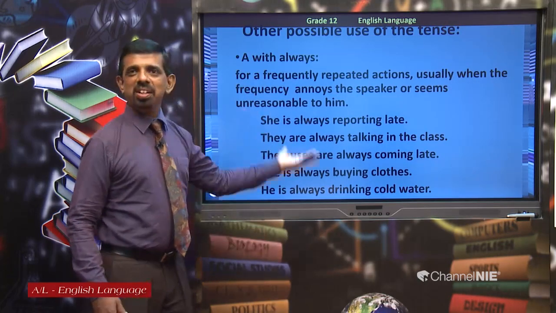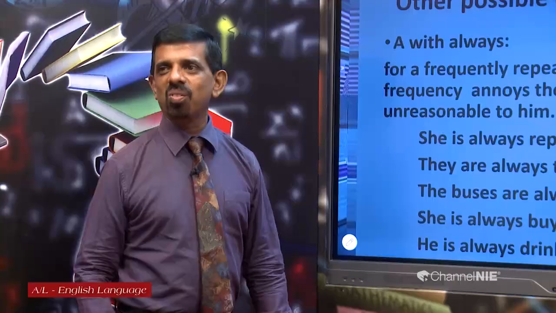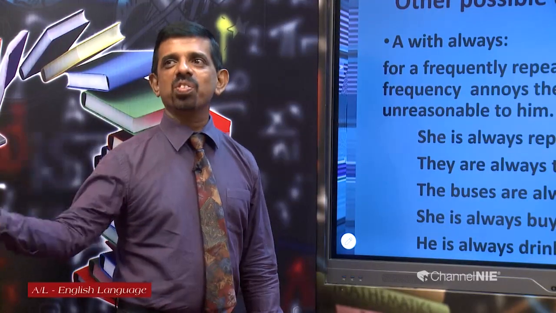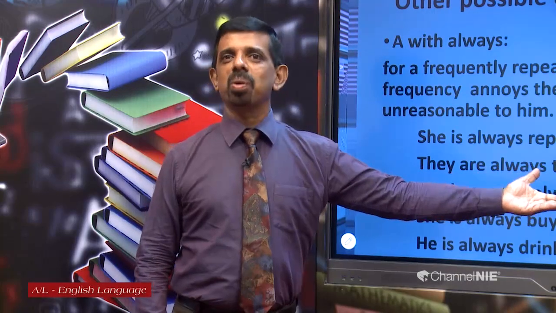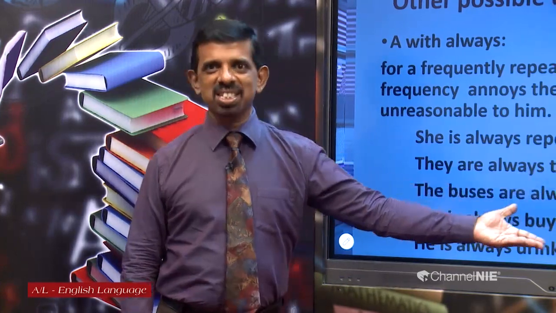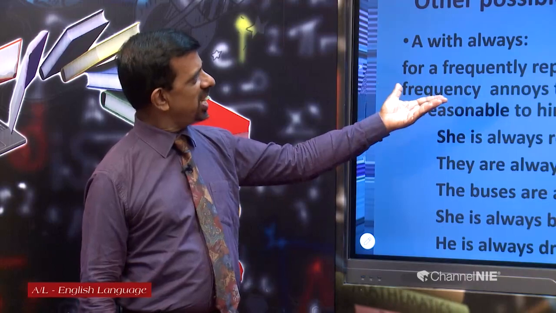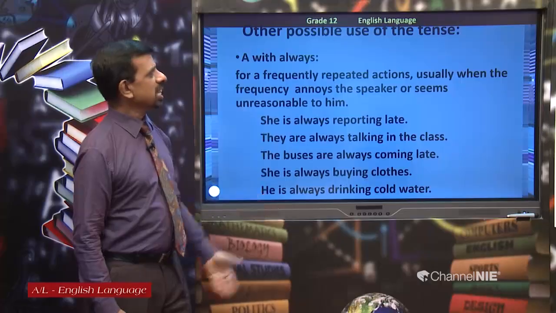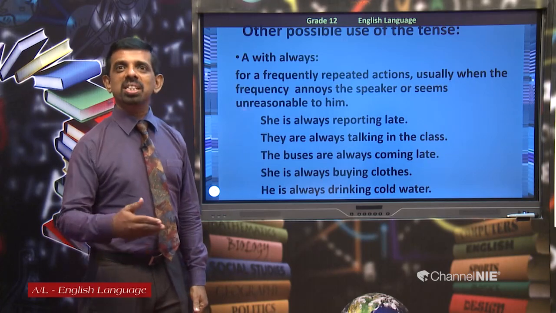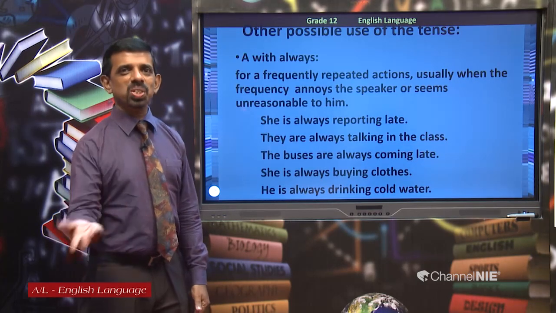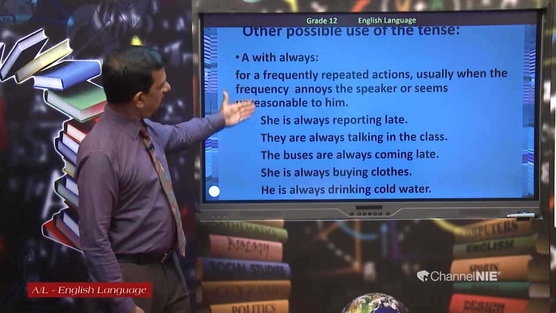So in the question form you can ask, why are you always talking in the class? Why are you always laughing when I am teaching? Why are you always complaining about your friends? This form we use with always, for frequently repeated actions, but actions that you are annoyed or irritated about, so that you complain about the action using this form with always.